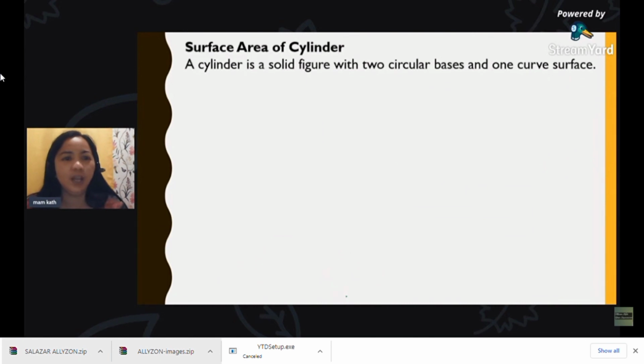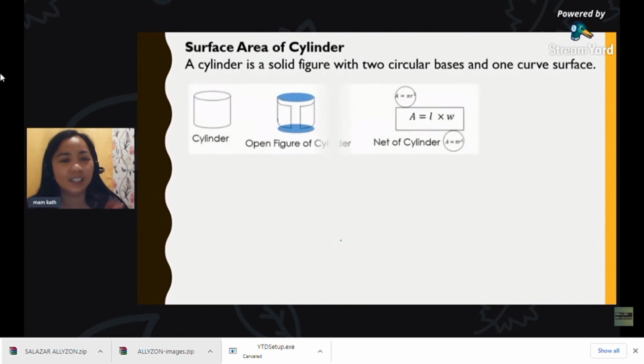Now, let's proceed to the surface area of a cylinder. So when we say cylinder, it is a solid figure with 2 circular bases and 1 curved surface. So parang example nito, lata ng sardinas. Ayan. So look at this cylinder. Ito yung buong cylinder. So try nating i-open yung katawan ng cylinder. It will form, yung pinakakatawan na ito, bubuo siya ng isang rectangle. At may iwan yung dalawang circle. Ito yung taas at ito yung baba. So bumuo siya ng isang rectangle. Try nyo sa bahay nyo na mag-open ng can.